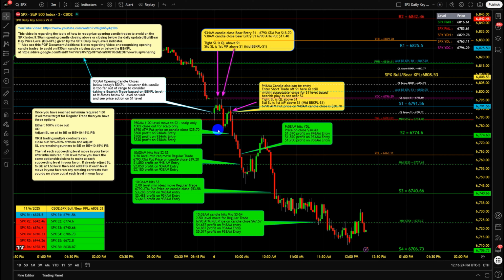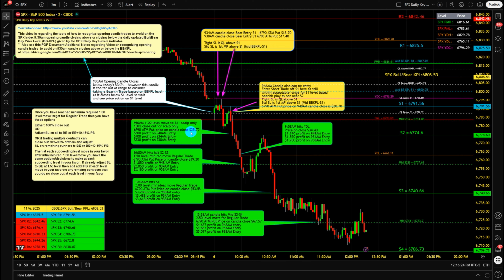So on the 9:50 a.m. candle here, you have the one level move in your favor from the S1 bearish play down to the level below, S2. The 67.90 at the money put price on the candle close is $25.70. Now, if you entered on the 9:48 a.m. candle here, that's a $500 profit. If you entered on the 9:34 a.m., then that is a $700 profit. If you entered on the 9:38 a.m., then that is an $830 profit.